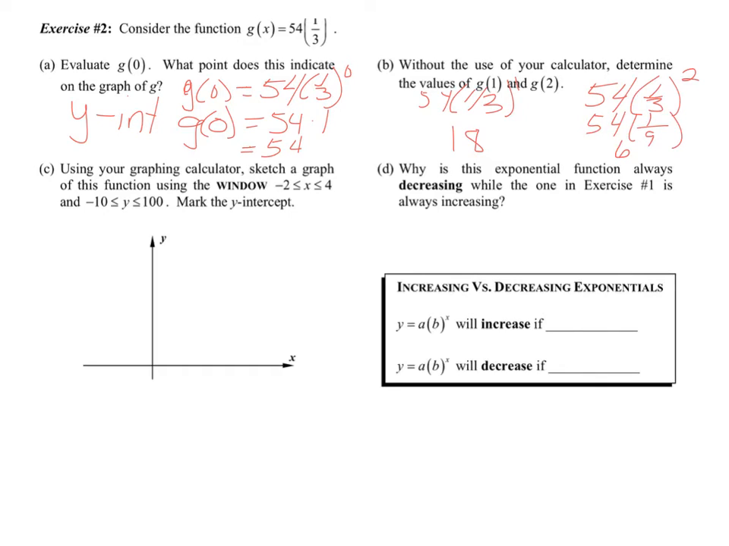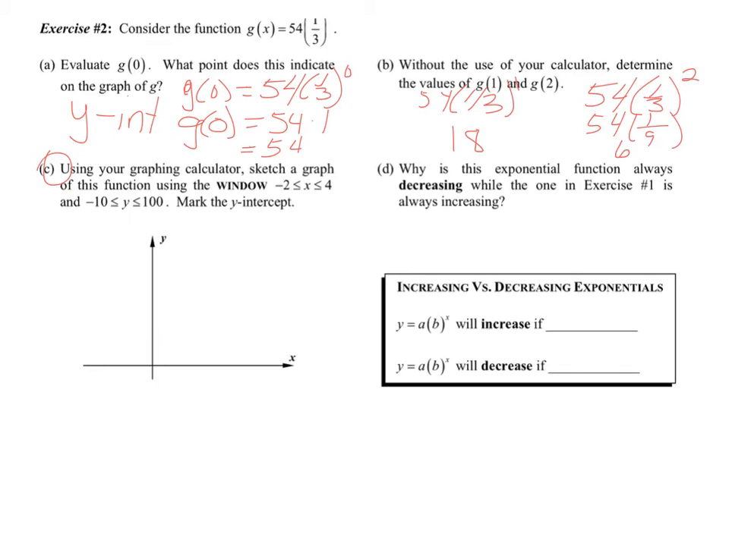So now, using your graphing calculator, sketch a graph of the function using the window -2 to 4 and -10 to 100 and mark your y-intercept. I will do this with you in class. So we will talk about C in class and we'll use my graphing calculator. So why is the exponential function always decreasing while the one in exercise 1 is always increasing? Well, let's talk about that.